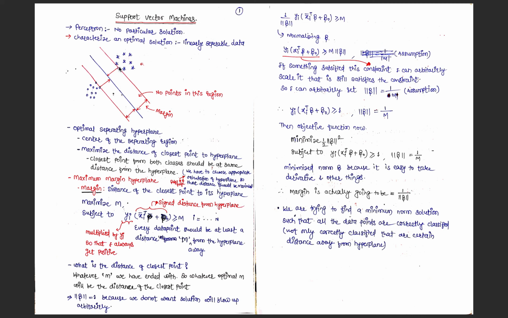I think this is the closest point for this class, and this is the closest point for this class. So we can say that whatever m we don't know, whatever the optimal m will be, it is the distance of the closest point. Okay, so norm of beta is equal to 1, because we do not want the solution to blow up arbitrarily, it will not blow up randomly, you can say that.